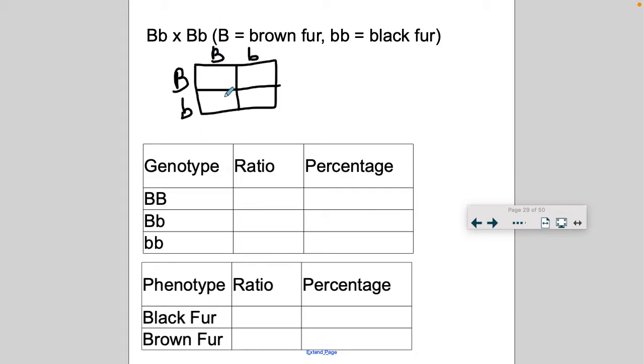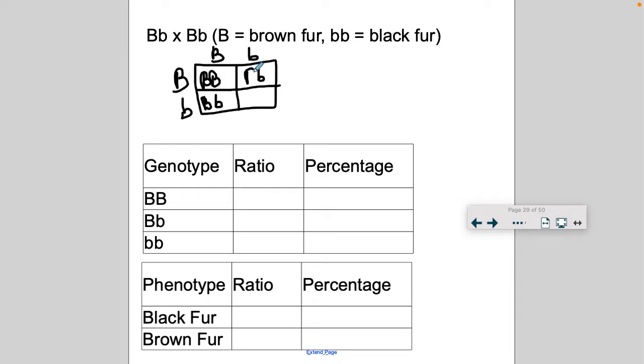Each box is made up of half of a parent. So, big B from the top, big B from the side. Big B, big B. Square below it, big B from the top, little b from the side. Big B, little b. This square, little b from the top, big B from the side.